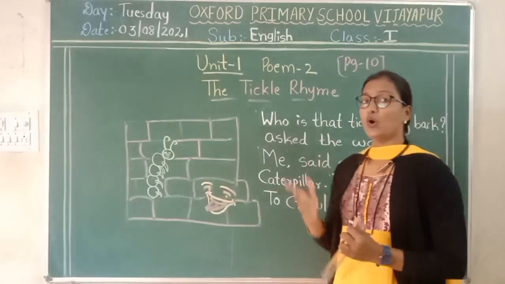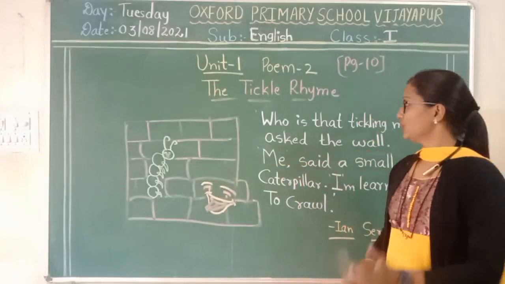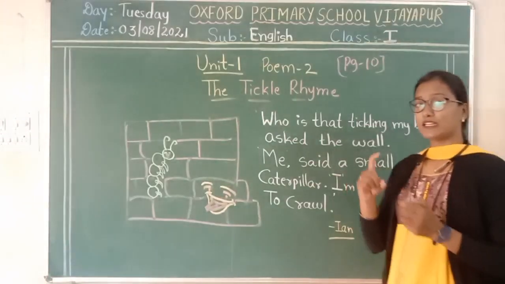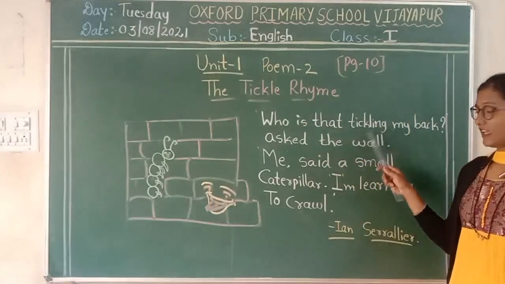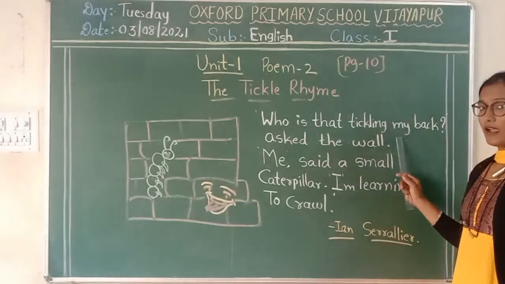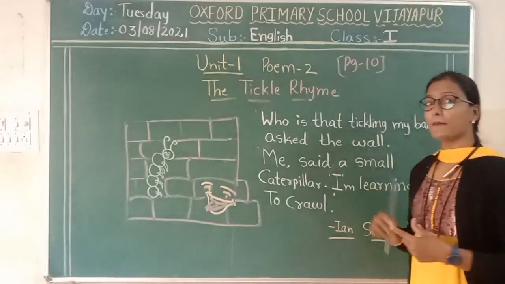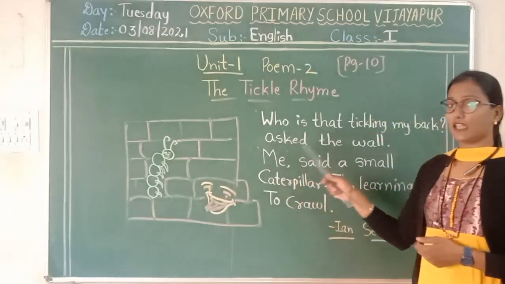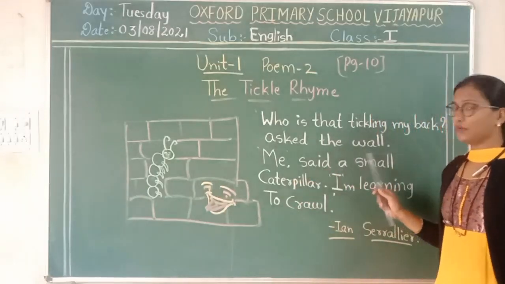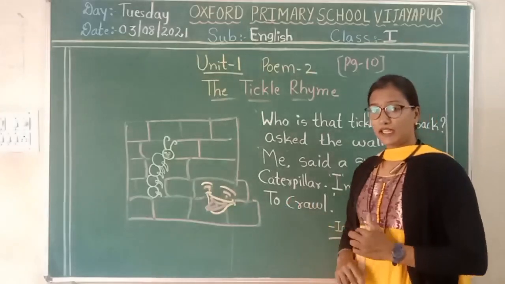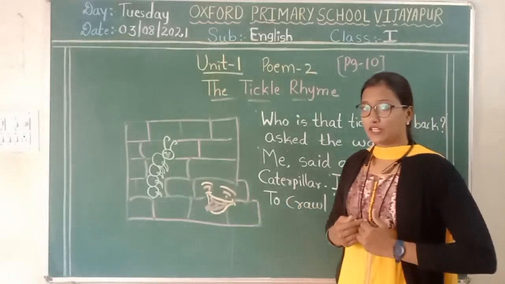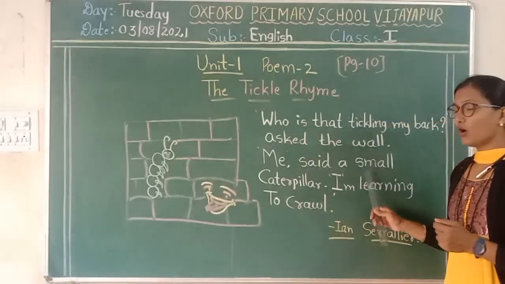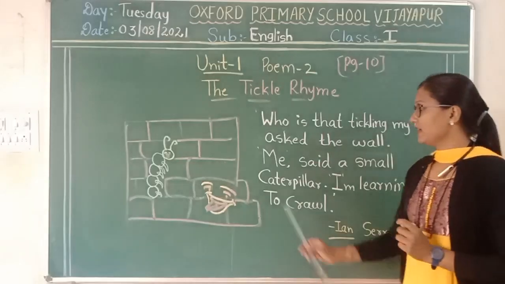See, W-H-O, who. That wall is asking who is that. T-H-A-T, that. Tickling, T-I-C-K-L-I-N-G, tickling. My back, B-A-C-K, back. A-S-K-E-D, asked. The wall, W-A-L-L, wall. Me, M-E, me. We have learned the two-letter words, right? Me said, S-A-I-D, said, a small, S-M-A-L-L, small, caterpillar.